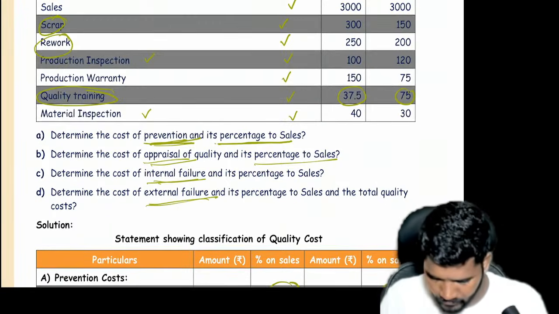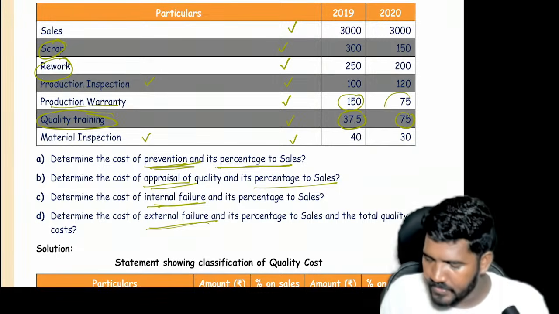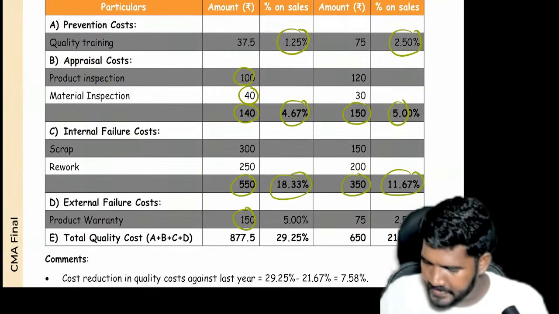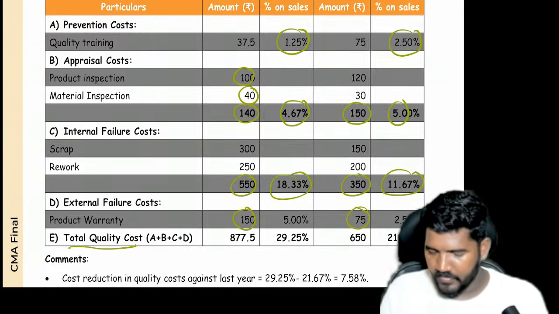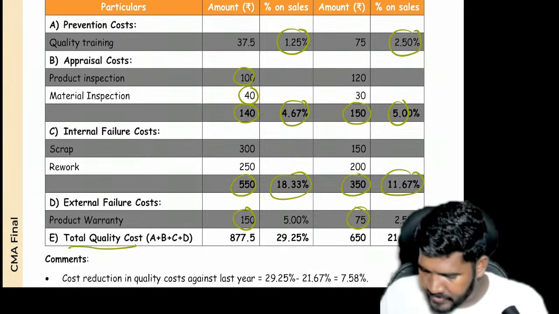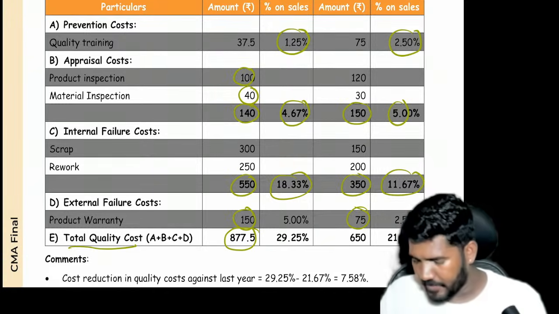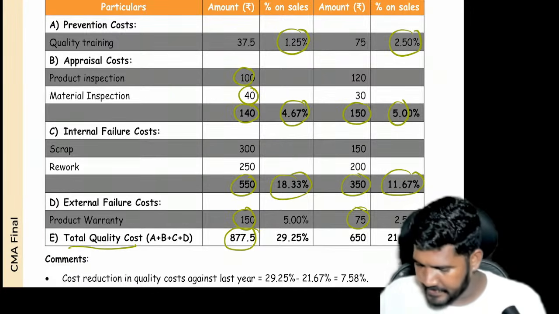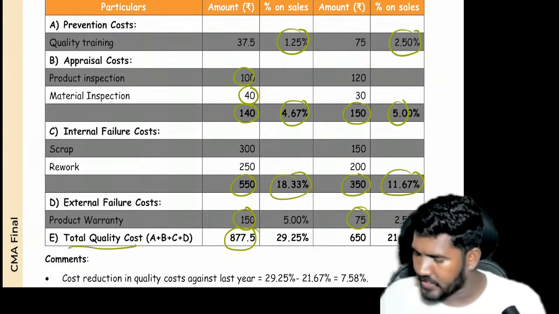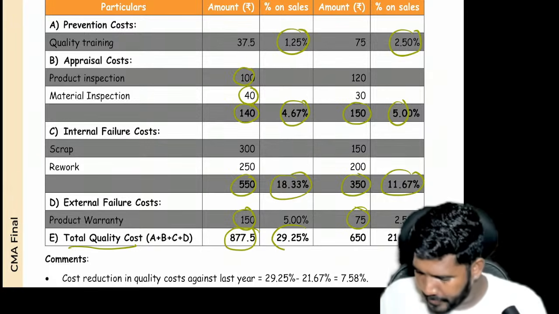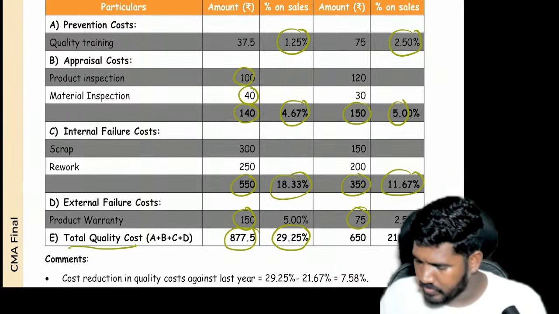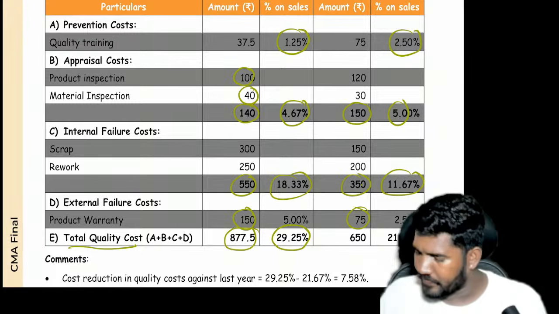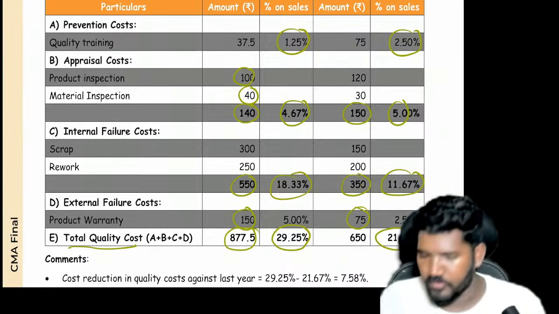Warranty. Product warranty: 150, 75. So 150 divided by sales, 75 divided by sales. The total quality cost, you can add all the values, 87.5. From the sales point of view, total cost 87.5 divided by 3000 into 100 is 29.25%. Next, 150, 350, 75, 75, 650. 650 divided by total sales 3000 into 100, you will get 21.67%.